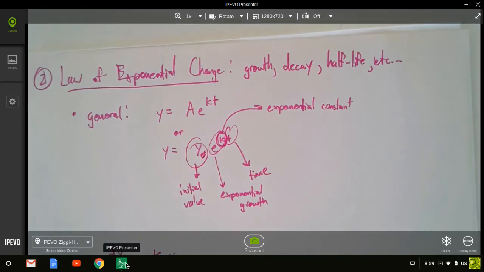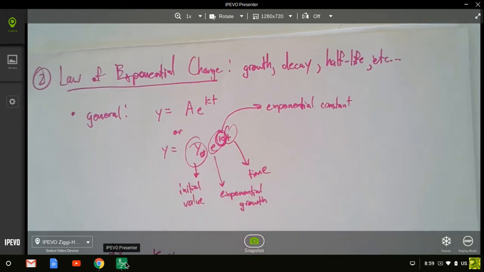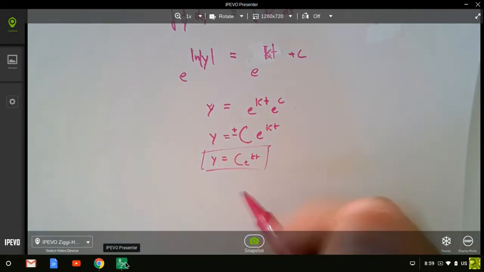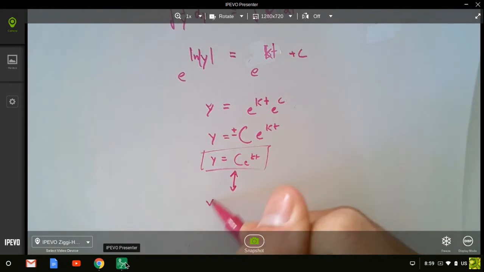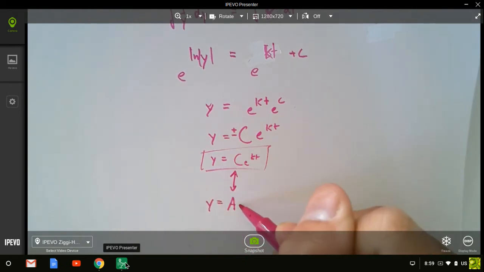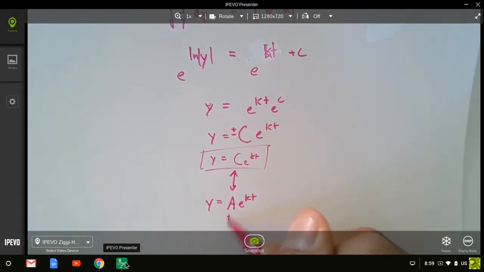Let's say I put in $50, right? I put in $50, and then over time, as long as I know what K is and how much time I have, I want to see what that money looks like in the future. I plug it into this equation. So basically, this is the same thing as what we started with. A is the initial value. They're all the same thing, okay?